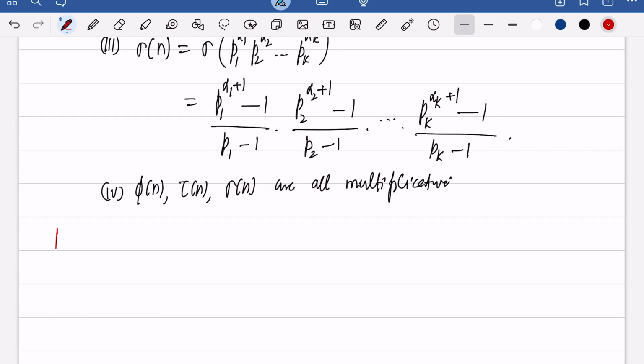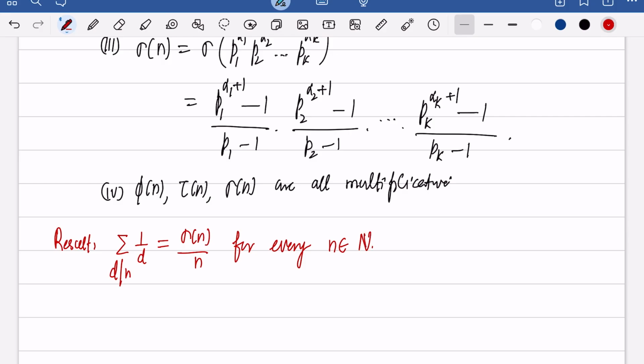Now the final result that we want to take up regarding these number theoretic functions is the summation over d dividing n of 1 by d. This is equal to sigma n divided by n for every n belonging to the set of natural numbers. So this is all about today's lecture.